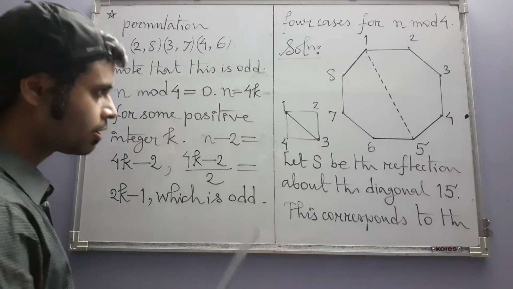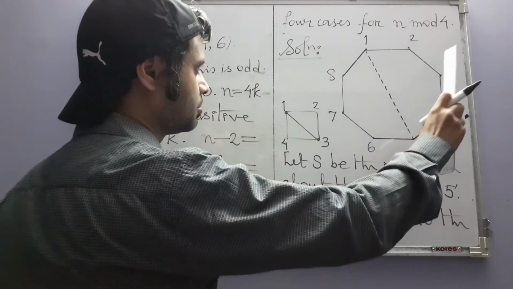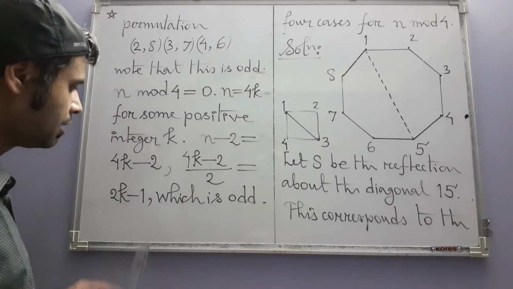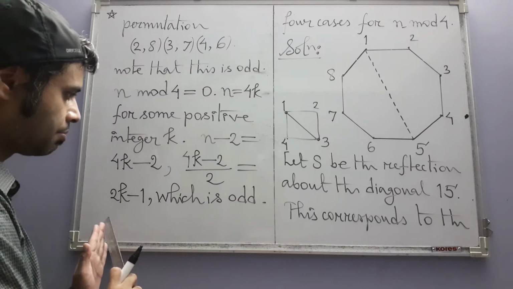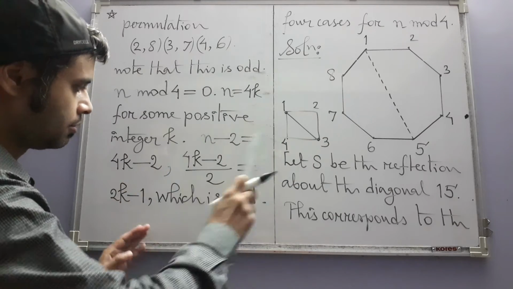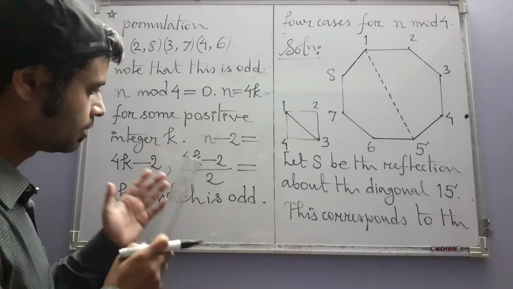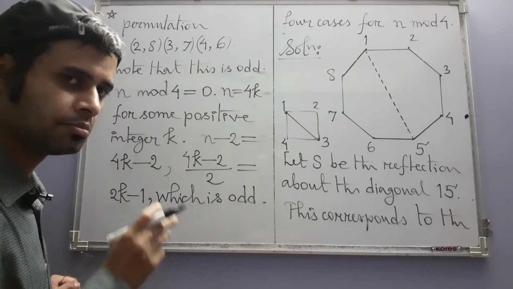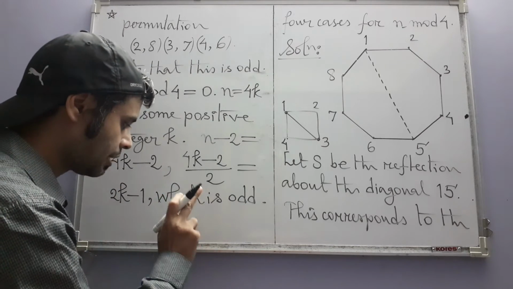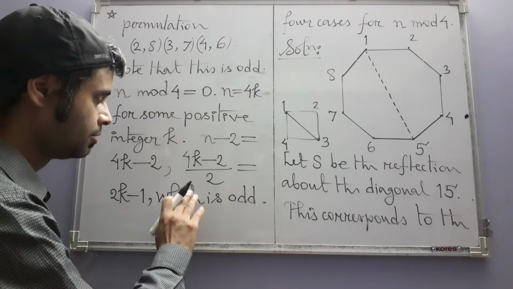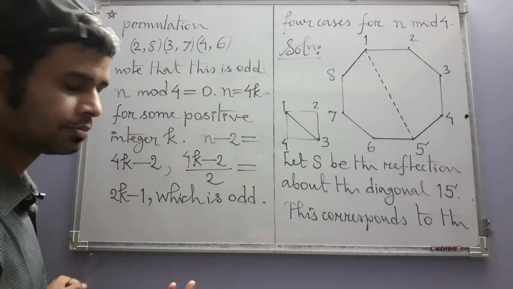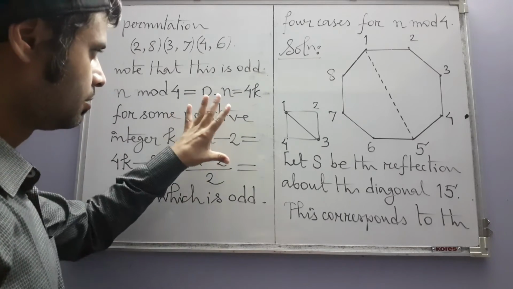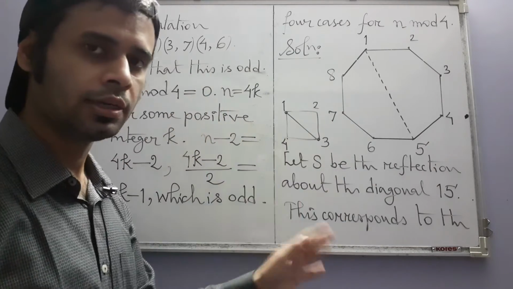And because of this oddness, the cycles that you will get, there we have got one cycle, here we are getting 3. If you write the permutation to which this reflection in this general case corresponds, that permutation will be a product of 2k minus 1 number of 2 cycles. Because that number is odd, that permutation is an odd permutation and it does not belong to A_n. So that means when n mod 4 is 0, then all the reflections are not in A_n.